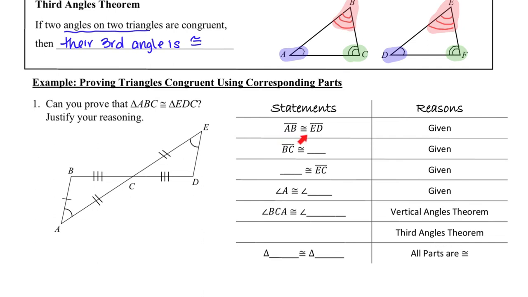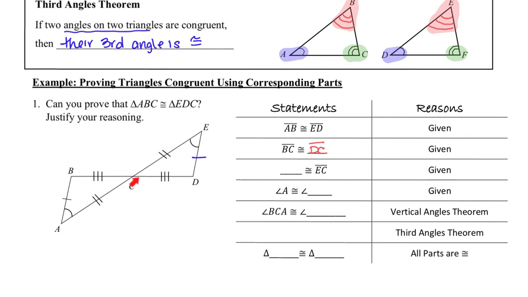So AB is congruent to ED. AB is here. AB is congruent to ED. So that's given to us. And then BC. Let's look at BC. BC is congruent to what other segment? BC is going to be congruent to DC. We know that because there are 3 little marks here and 3 little marks here.